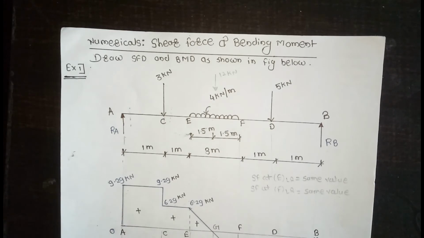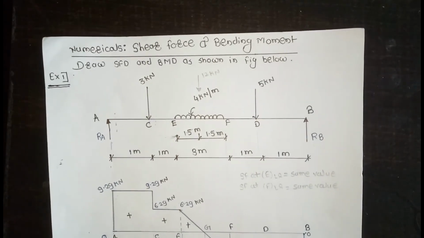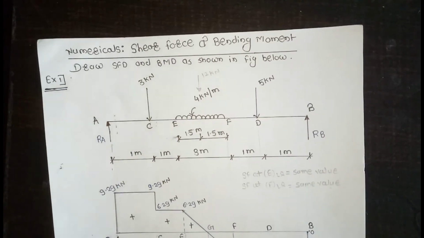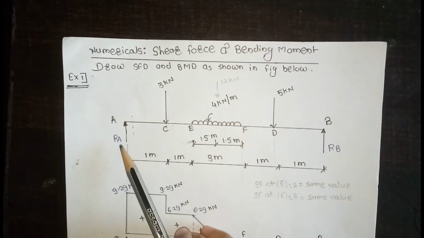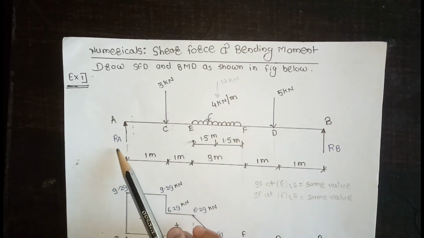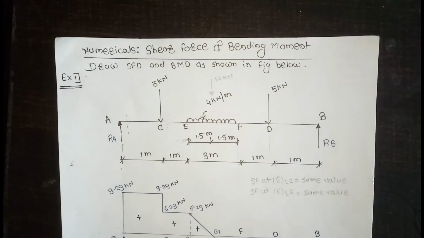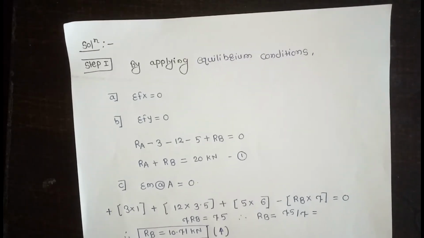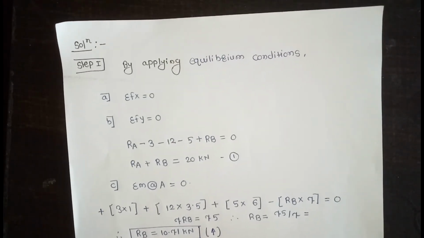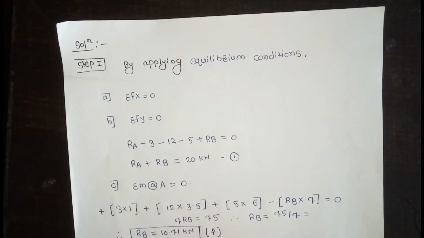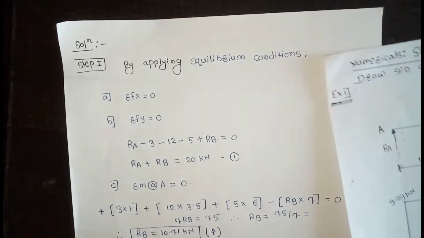So how to solve this numerical? What is the first step? The first step is to find out the support reactions, RA and RB.